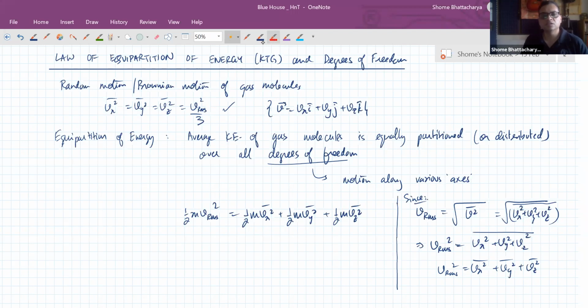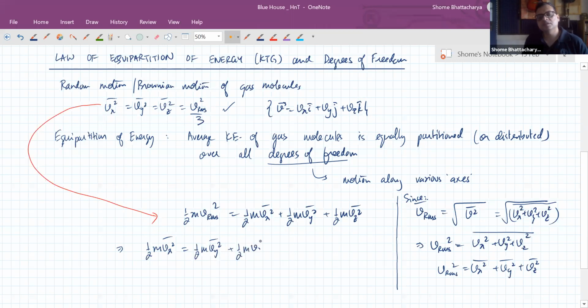But now if we include this thing over here, then we get that half m Vx squares average is equal to half m Vy squares average, which is equal to half m Vz squares average, which will become 1/3 of half m Vrms square. So this statement now is the equipartition of energy. This is the equipartition of energy over the degrees of freedom.